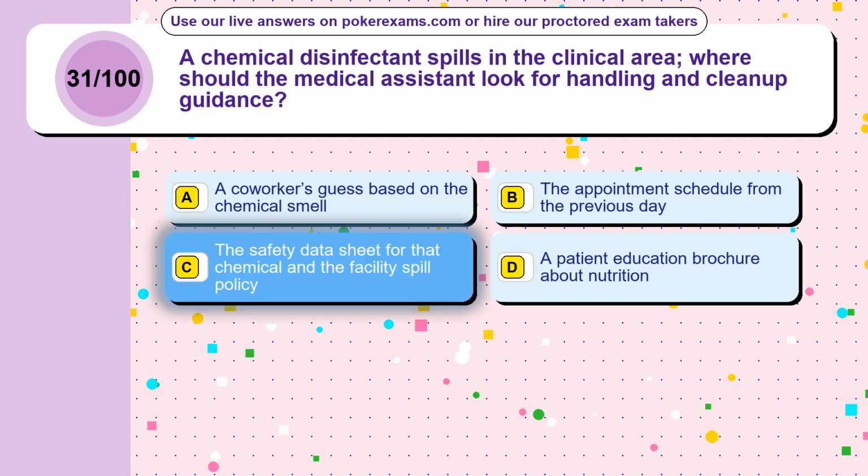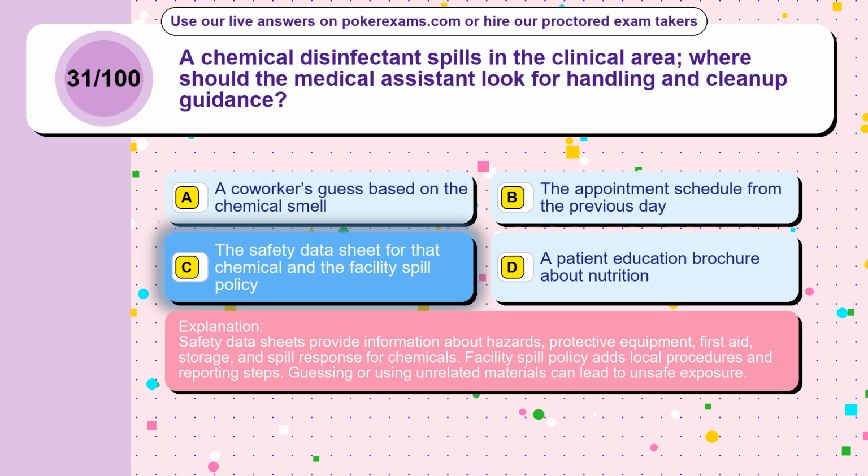The correct answer is option C. The safety data sheet for that chemical and the facility spill policy. Safety data sheets provide information about hazards, protective equipment, first aid, storage, and spill response for chemicals. Facility spill policy adds local procedures and reporting steps. Guessing or using unrelated materials can lead to unsafe exposure.